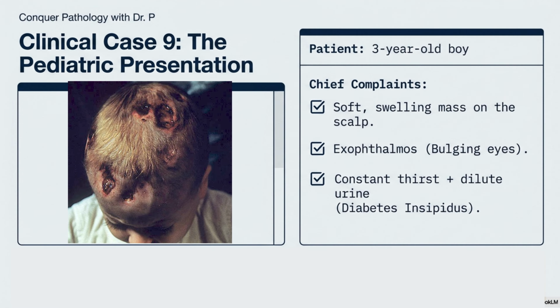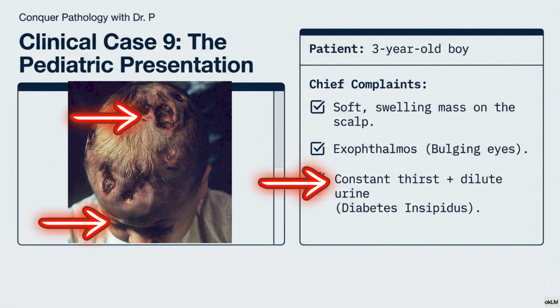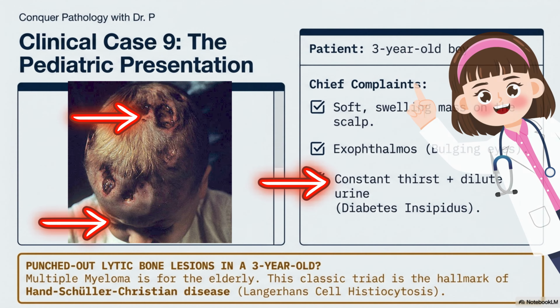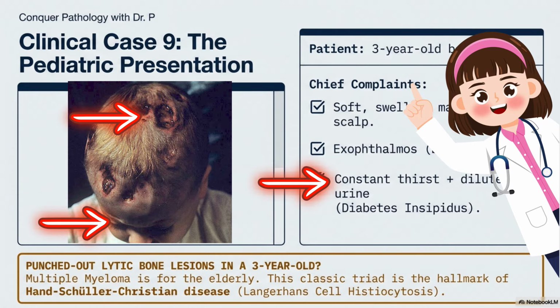Our patient is a 3-year-old boy whose chief complaints include a soft swelling mass on the scalp. He also presents with exophthalmos, meaning bulging eyes, and constant thirst with dilute urine, which points to diabetes insipidus. You might ask, punched out lytic bone lesions in a 3-year-old? Remember, multiple myeloma is for the elderly? This classic triad is the hallmark of Hand-Schüller-Christian disease, which is a form of Langerhans Cell Histiocytosis.